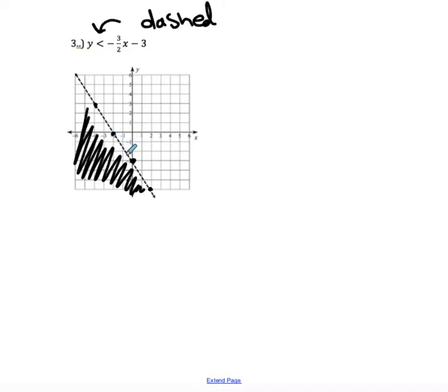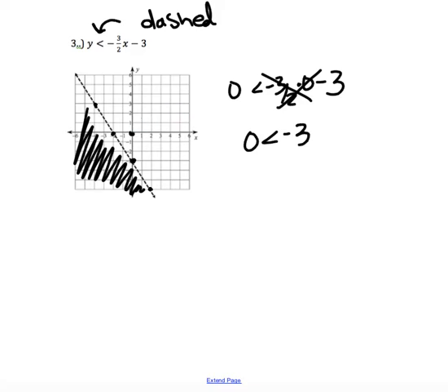If you feel more comfortable with testing a point, you can do that. You can plug in 0, 0 in this inequality. So 0 less than negative 3/2 x times 0 minus 3. This cancels out because it's times 0. So we have 0 is less than negative 3.